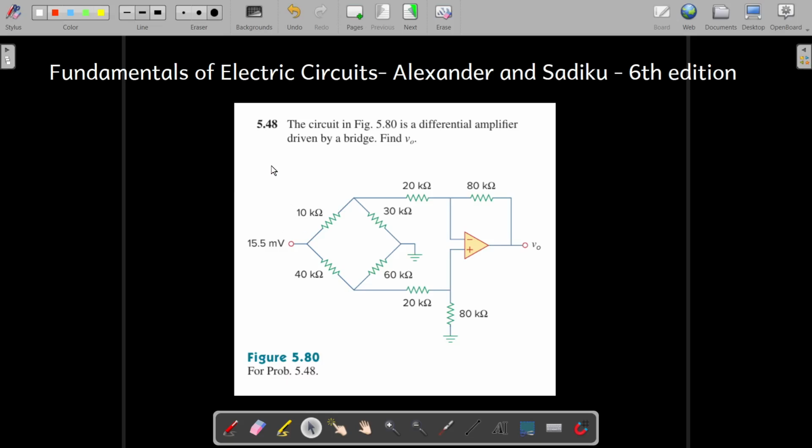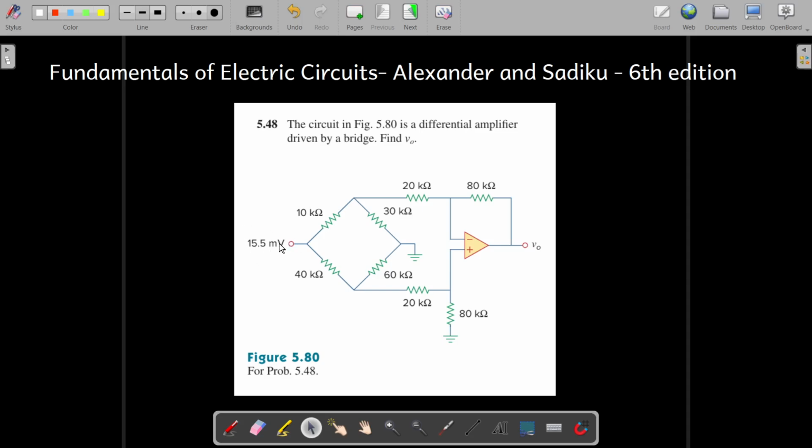Hello everybody, in this video we are going to solve problem number 5.48 from Fundamentals of Electric Circuits by Alexander and Sadiku, 6th edition. So this is a differential amplifier and this is driven by a bridge. We are asked to find this V0. Here this bridge is supplied with a voltage source of 15.5 millivolts.